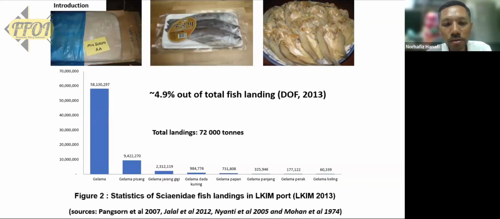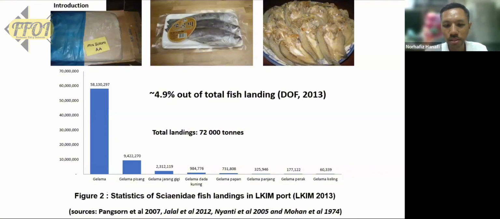So the problem of the study, why I came to the Sciaenidae, is because of the commercial value of this fish. They make it into surimi, salted fish or dried fish. This is quite common in Malaysia, and I believe in Indonesia it is the same case. Another thing is that they treat it as trash fish, which they call ikan baja.